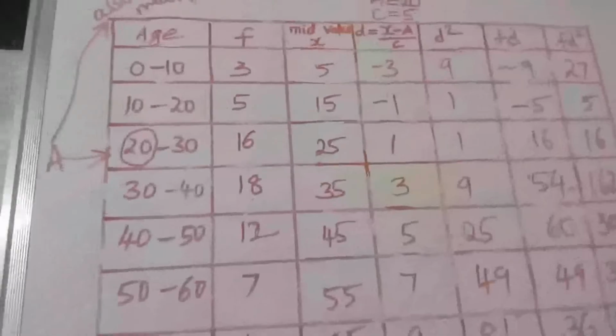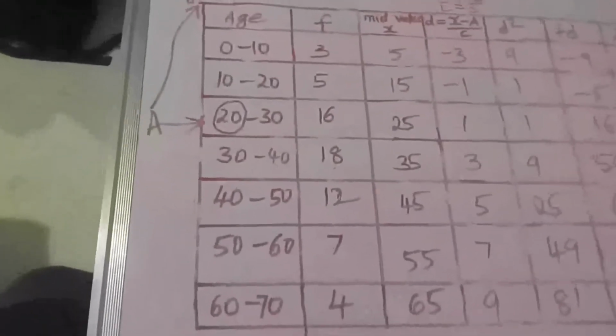So now we want to add this f value, followed by fd value, followed by fd square value. So now this is summation f, or you can write it as capital N. Next, this is summation fd. This one is summation fd square.